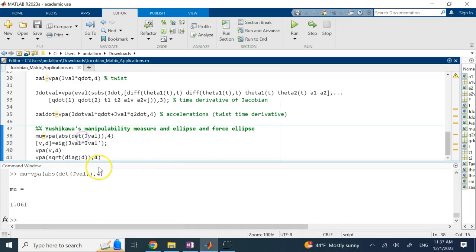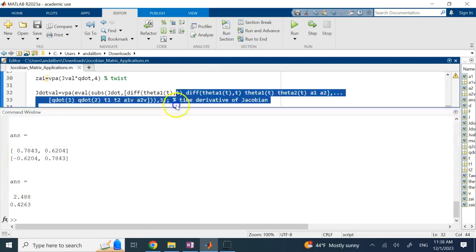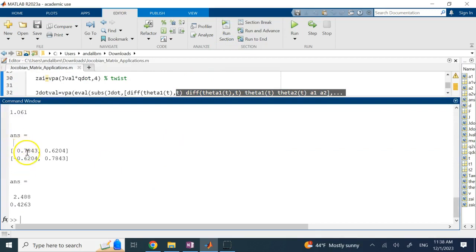So here that was the mu, and then here you see I'm multiplying J J transpose, taking eigenvalues of that and assigning them to V and D. V's are eigenvectors, these are eigenvalues. And then I'm showing the eigenvectors, and then I'm showing the square root of the eigenvalues. Okay, so here if we go and run, you can see that this was Yoshikawa's measure, and these are the two eigenvectors, right? The first column and second column, and these are those square roots.